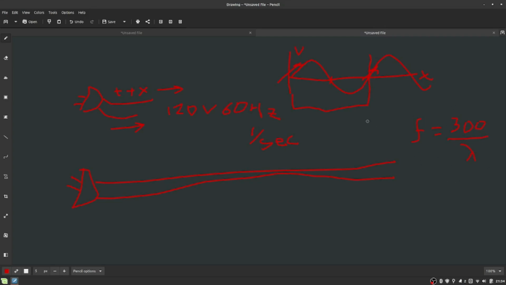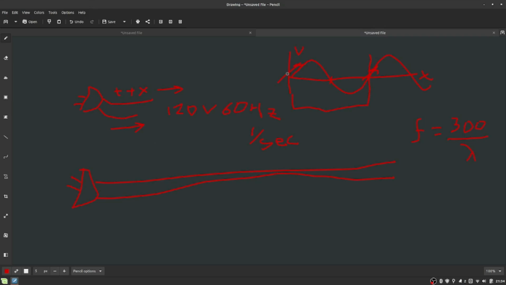So basically you can calculate now, if I have 60 hertz, it equals 300 million divided by the wavelength. So you can figure out what the wavelength of a 60 hertz electrical connection is. And I did it once, and it turns out to be millions of meters. It's a really long number.